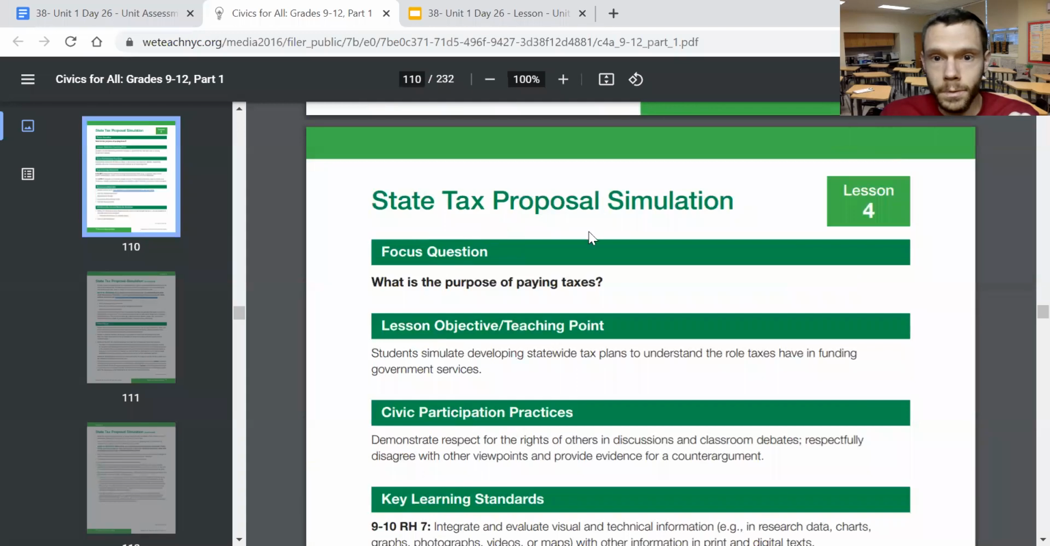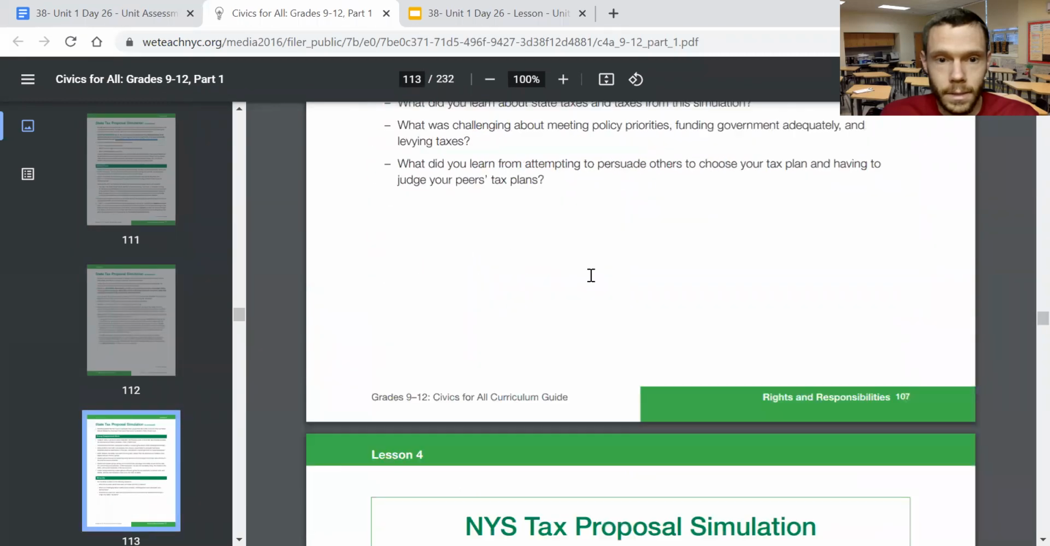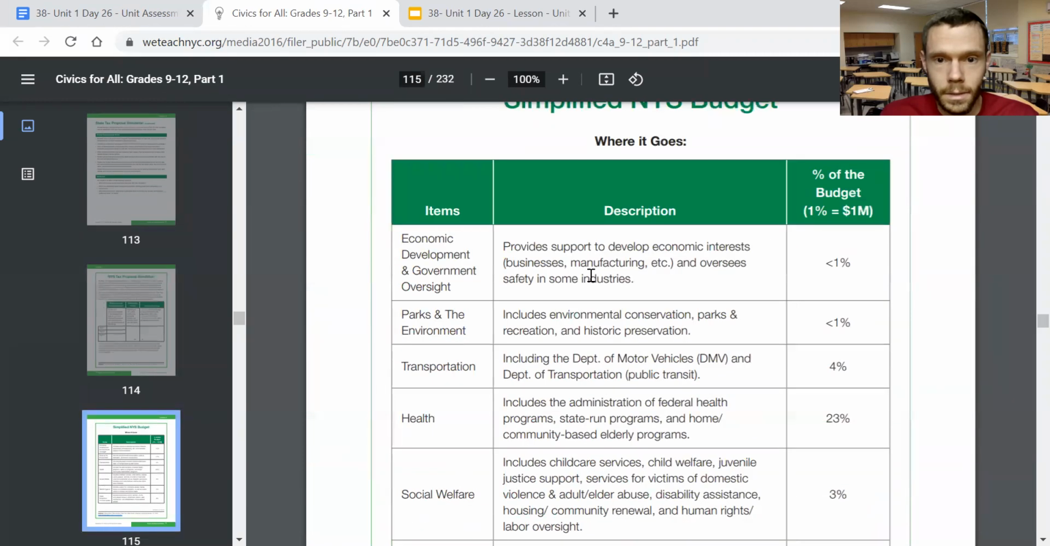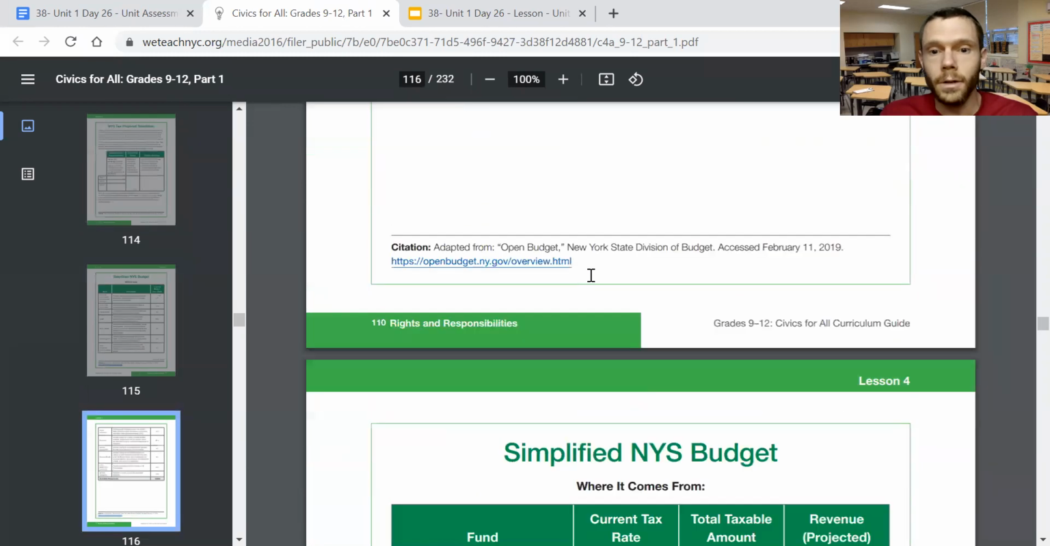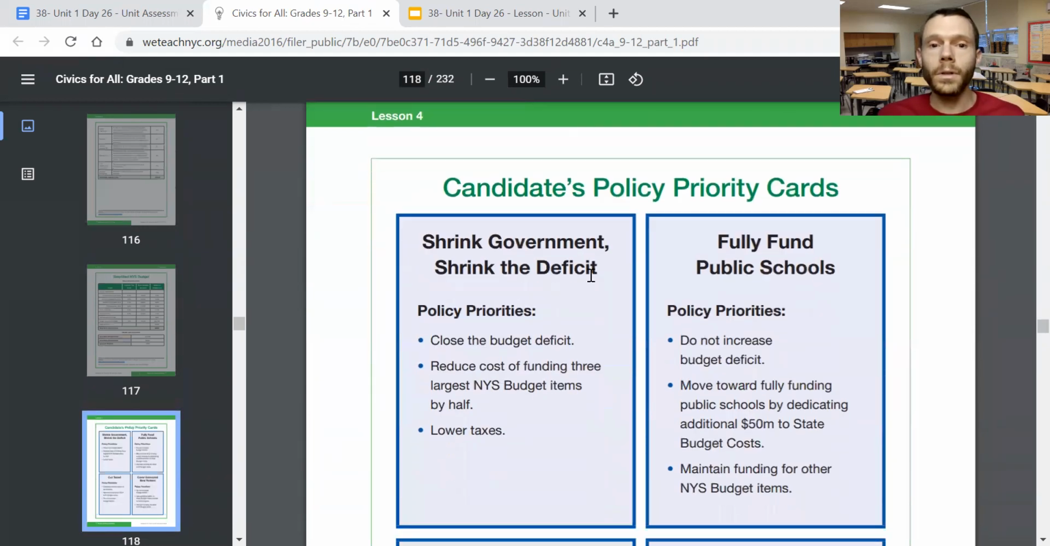And in the state tax proposal simulation, the reason why I'm showing you this briefly is after going through the lesson itself and the materials, in the tax simulation, there are a series of playing cards that students could use or whether you could adapt to make it more aligned to personal finance if you were to choose to go in that direction with your students.